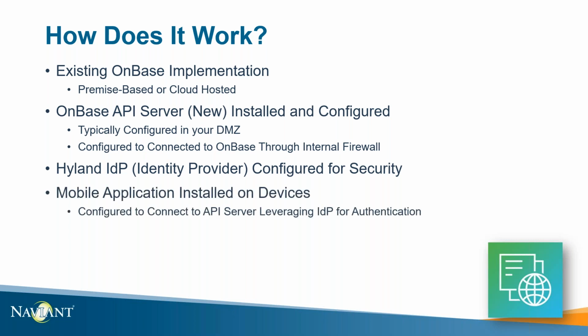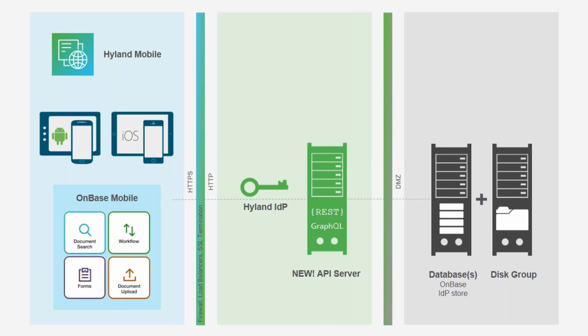Obviously, the mobile application needs to be installed on the device. So you can leave that to the user to go ahead and install that or push that however you might be pushing other applications to your mobile devices. And that device then needs to be configured to connect through that API server that's going to leverage that identity provider for the authentication. Hopefully that wasn't too technical for everybody, but that's really what needs to happen behind the scenes. Here's a nice little graphical of how that works.